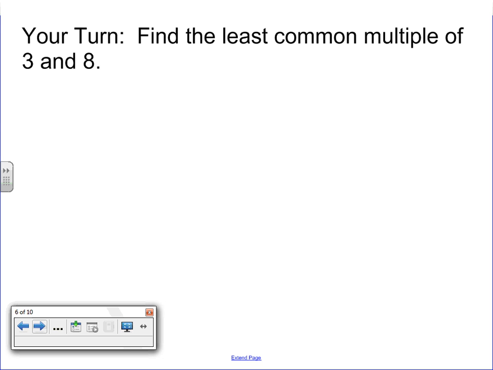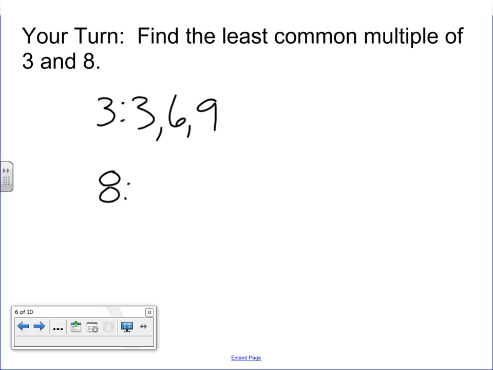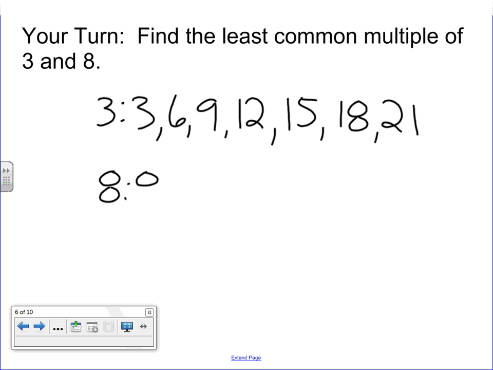All right, let's try it. Hopefully your list looks similar to mine. I'll start with 3, as I always do, and then go 6, 9, 12, 15, 18. I'm going to stop at 21. I think that might be pretty good. That's 7 times 3 is 21, so I should have it by then, hopefully.